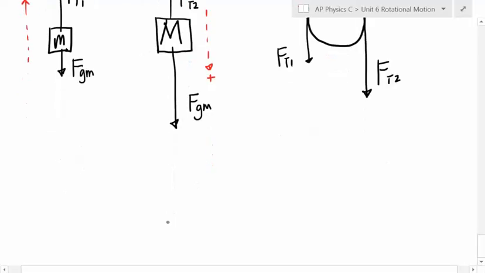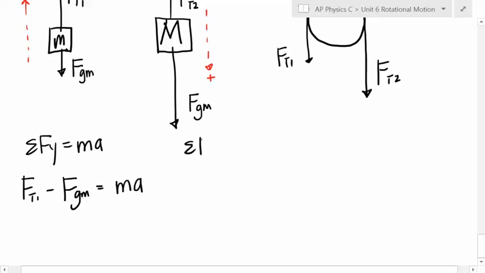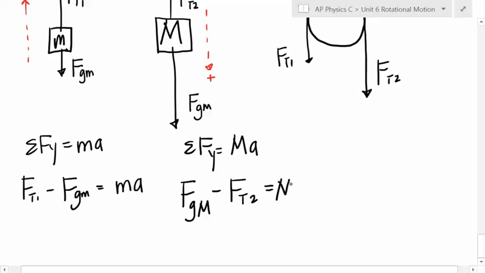So now, just like before, I would sum the forces in the y direction on my little mass, and the Ft1 minus Fg of my little mass would equal ma. And I would sum the forces on my big hanging mass in the y direction. And now my Fg of my big hanging mass minus Ft2, because down is positive in this orientation, would cause capital M, big M, to accelerate. But then over here, I have to sum the torque.